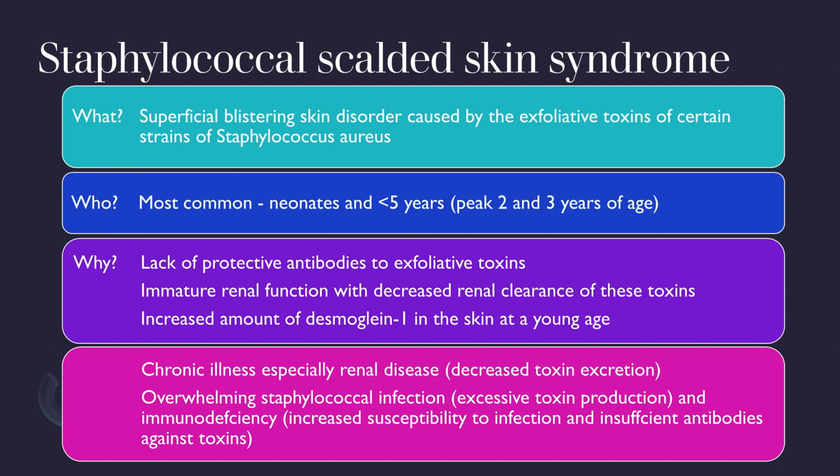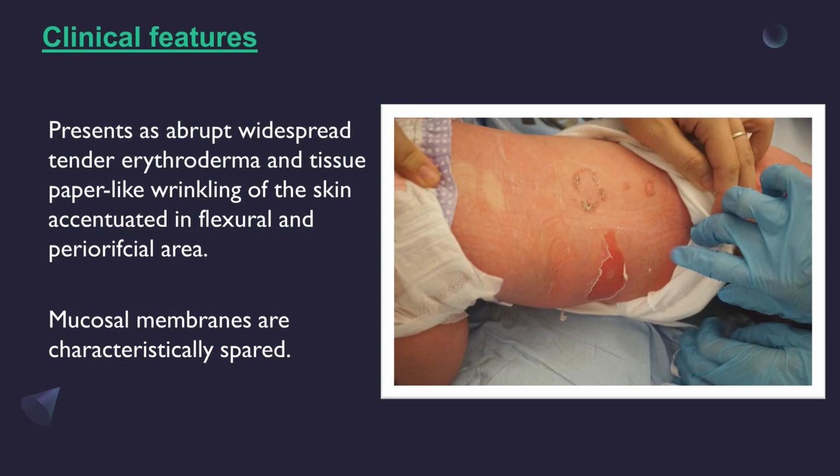We're not entirely sure. We believe it's probably because of lack of protective antibodies to the toxins, immature renal function with decreased renal clearance, as well as an increased amount of desmoglein 1 in the skin at a young age. Sometimes chronic illness, especially renal disease, can also predispose. Overwhelming staphylococcal infection and immune deficiency, all these are reasons why children can get it as well. Okay, so that ended well, but it's a very important condition to know.